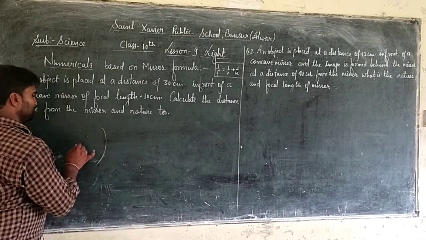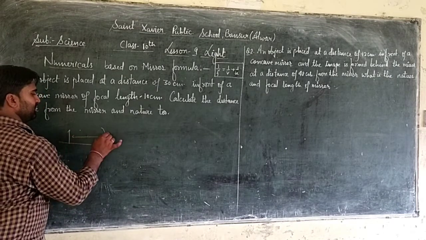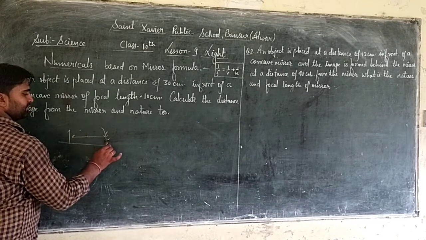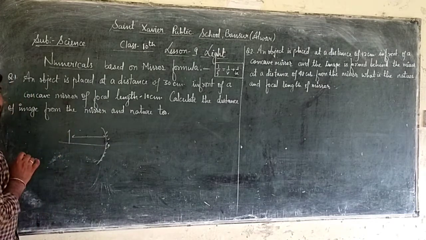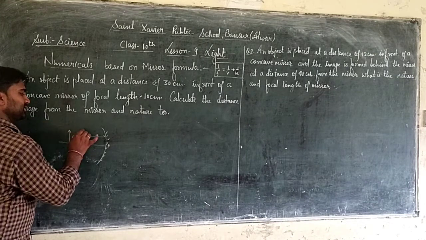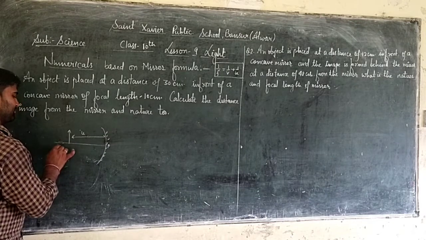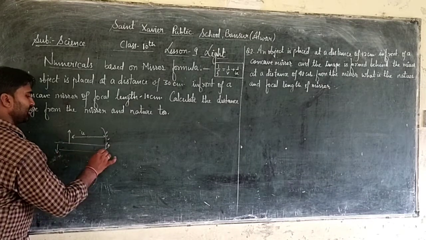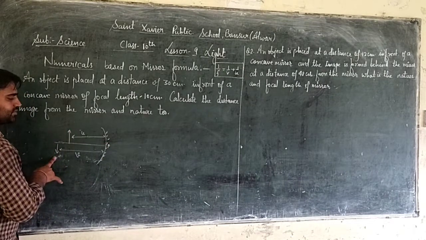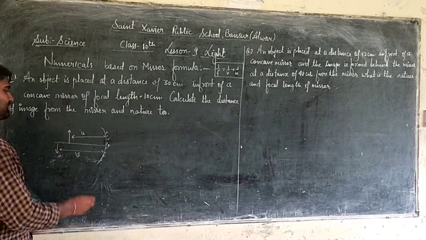As I told you, in this formula the distance from the mirror is measured from the pole. The distance of the object, this is the object, this distance is u, okay, and the distance of the image, here we have the image, and from the pole this is also measured, it is v. Distance of image is v, distance of object is u, okay. The third thing is focal length.